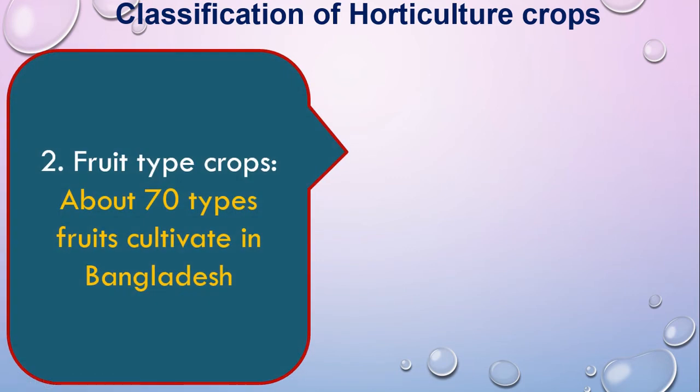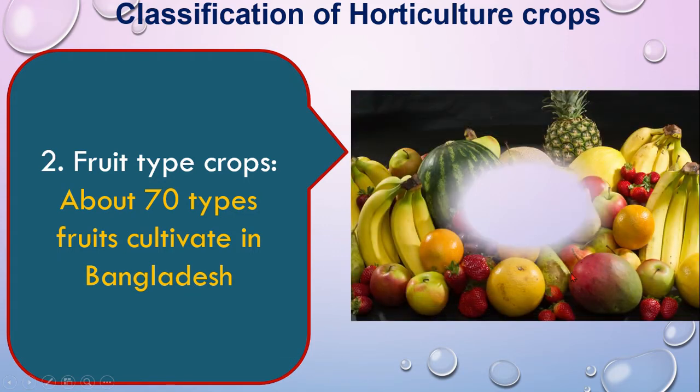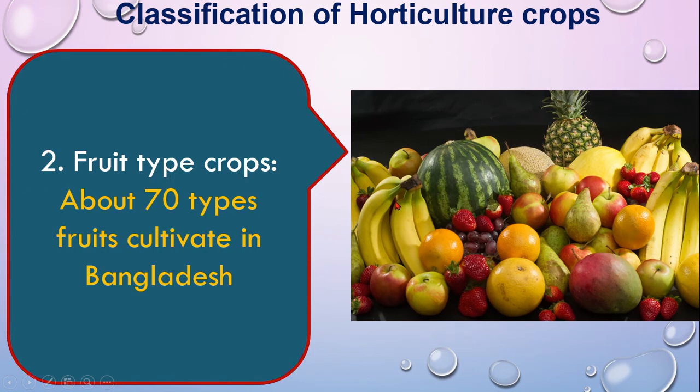Next one is fruit type crops, which is another classification of horticulture crop. About 70 types of fruit species are cultivated in our country, that means in Bangladesh. These are examples of fruit varieties which are horticulture crops, like watermelon, banana, mango, pears, malta, and pineapple.